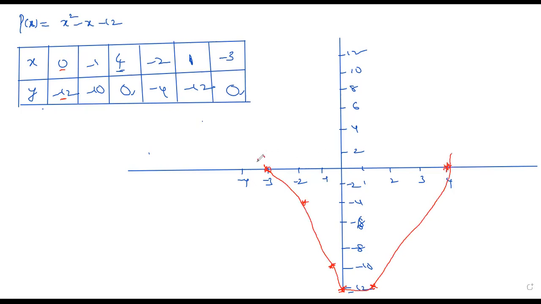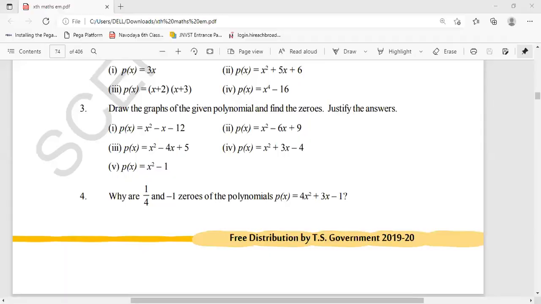So these are the zeros. We already got them by the factorization method. So from the exam point of view, this is very easy for finding the zeros of the polynomial. For the remaining problems also, you do the same method. First you find the zeros of the polynomial, then you go through the graph.